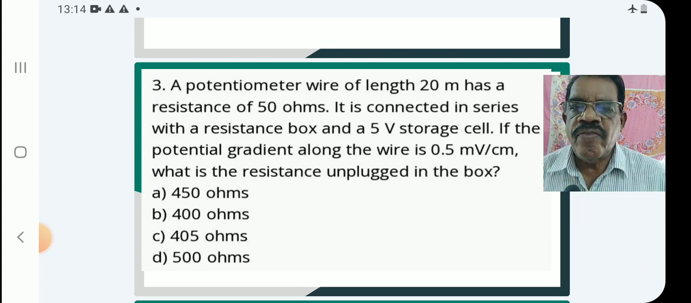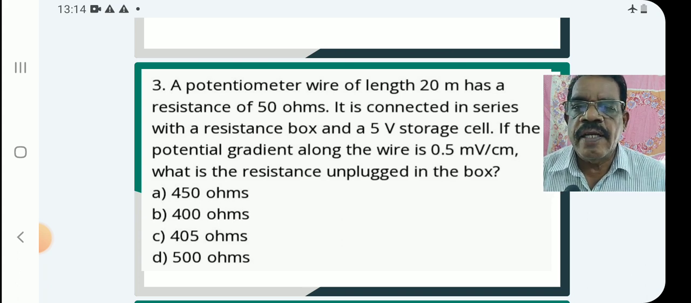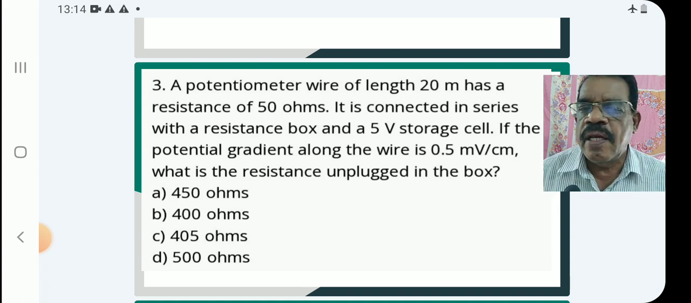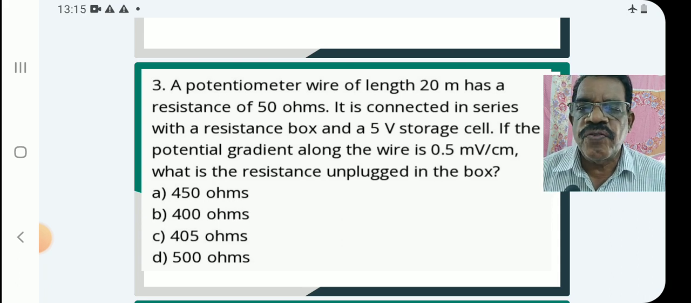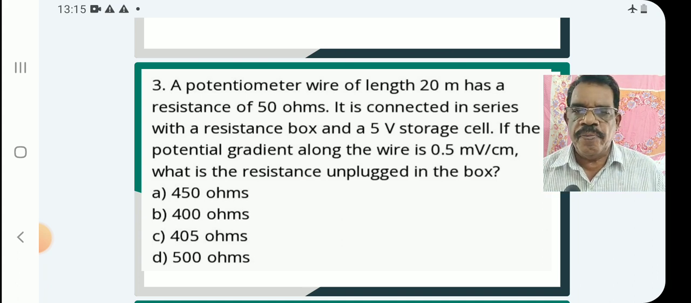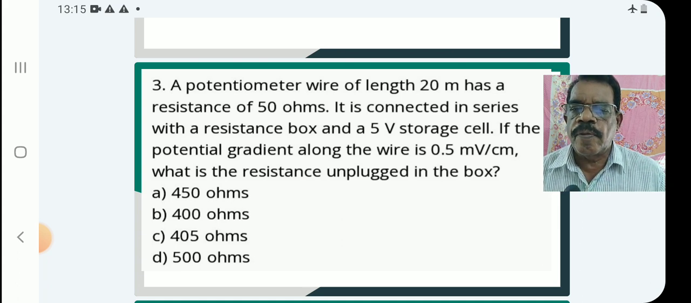A potentiometer wire of length 10 meter has a resistance of 50 ohms. It is connected in series with the resistance box and a 5 volt storage cell. If the potential gradient along the wire is 0.5 millivolt per centimeter, not the unit, it is millivolt per centimeter, what is the resistance unplugged in the box?